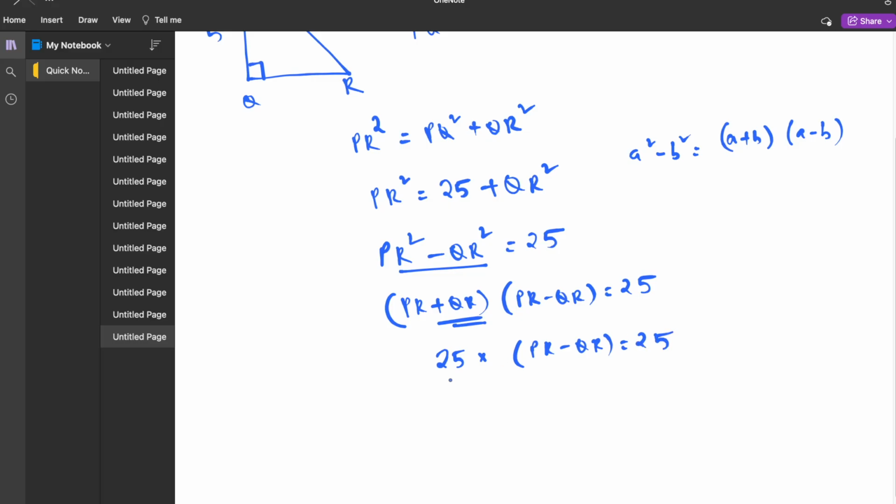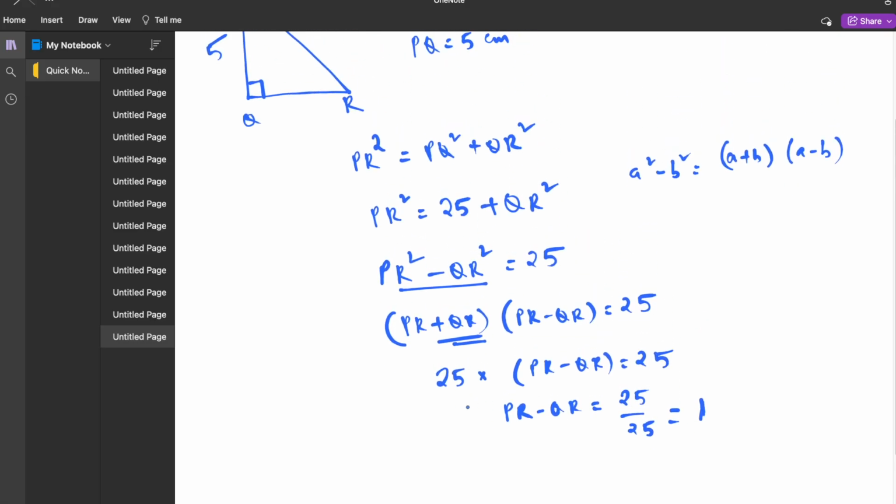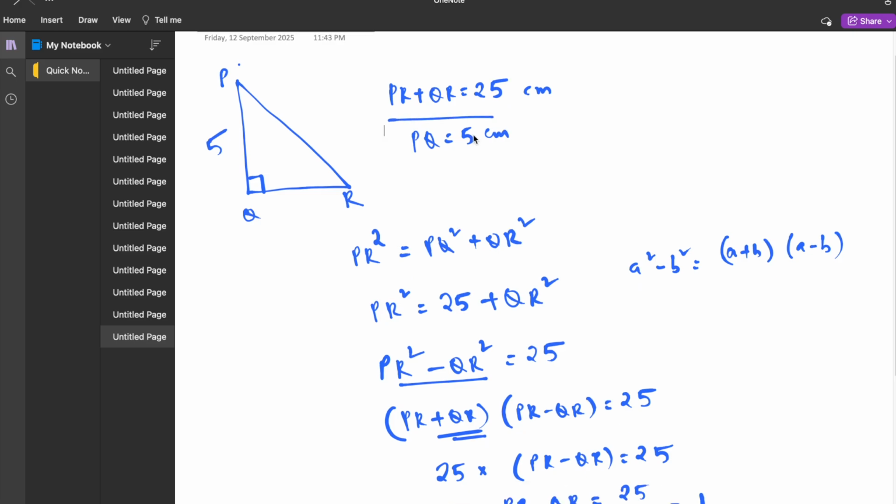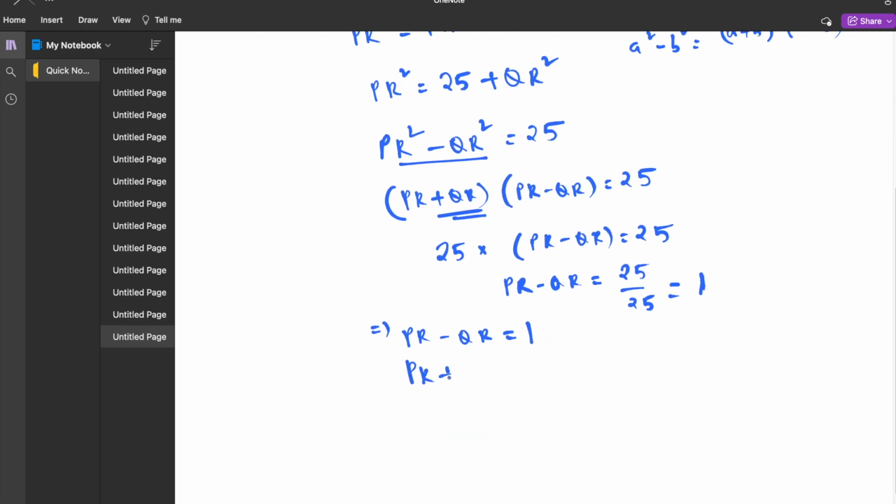This 25 is multiplying, so if it goes to that side, it will divide. So 25 divided by 25 is 1. So we got one more equation, that is PR minus QR is equal to 1. The given equation is PR plus QR is equal to 25. So let's add these. PR plus PR is 2PR. Minus QR plus QR is 0. 25 plus 1 is 26.